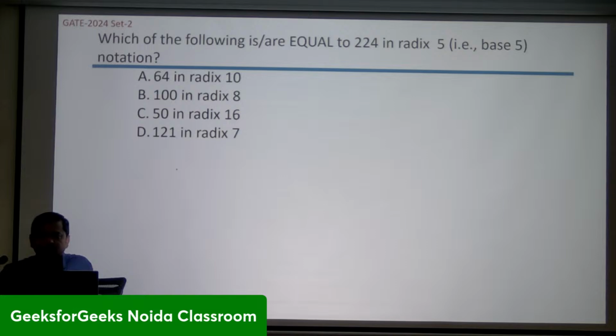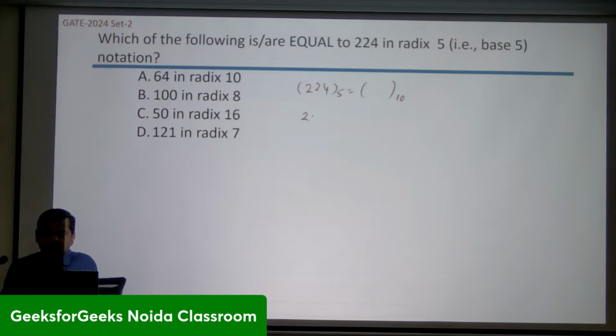So what we can do? Convert this 2 4 base 5 into decimal first. So let me convert this. This is 2 4 base 5 into base 10.